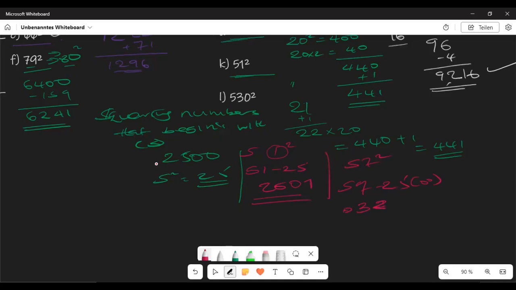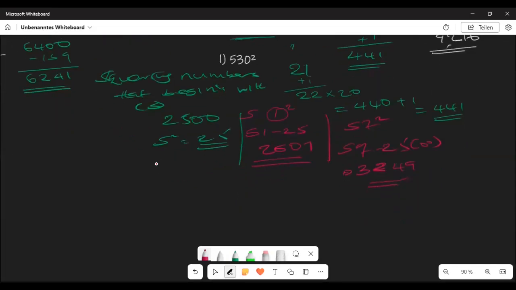And then the second part of the answer is going to be, the next part here is 7. So we just square 7, and it's going to give us 49. So 3,249 is the answer.